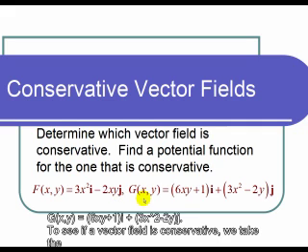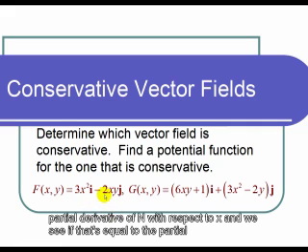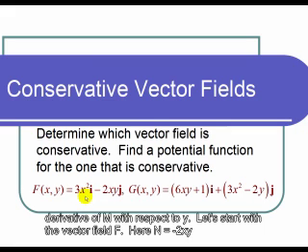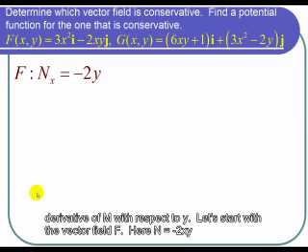And the vector field G of x,y is equal to (6xy plus 1) i plus (3x squared minus 2y) j. So to see if a vector field is conservative, we take the partial derivative of N with respect to x, and we see if that's equal to the partial derivative of M with respect to y. So let's start with the vector field F.